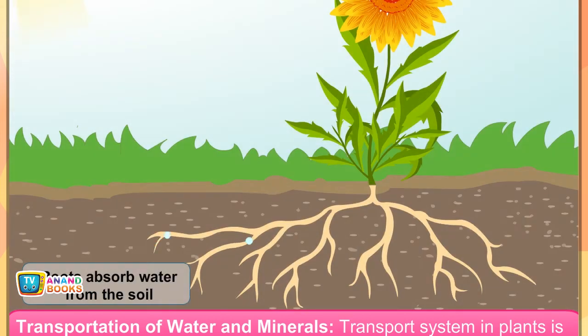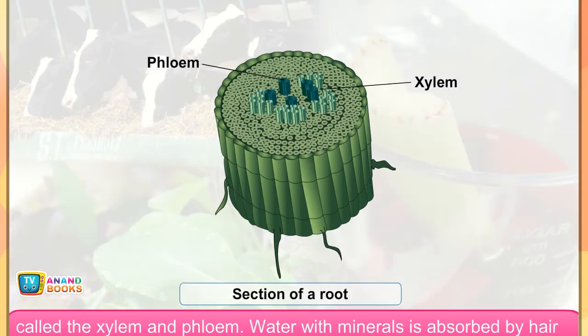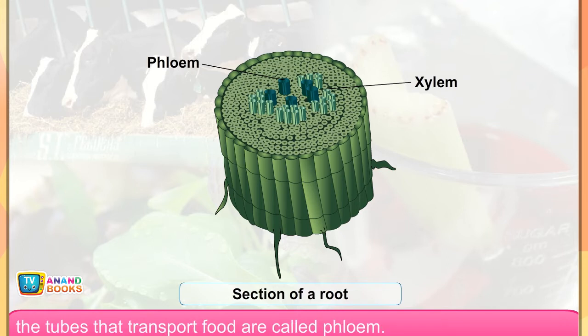Transportation of water and minerals. The transport system in plants is called the vascular system, which is made of 2 types of narrow tubes called the xylem and phloem. Water with minerals is absorbed by root hairs and is transported to every part of the plant by xylem tubes, and the tubes that transport food are called phloem.